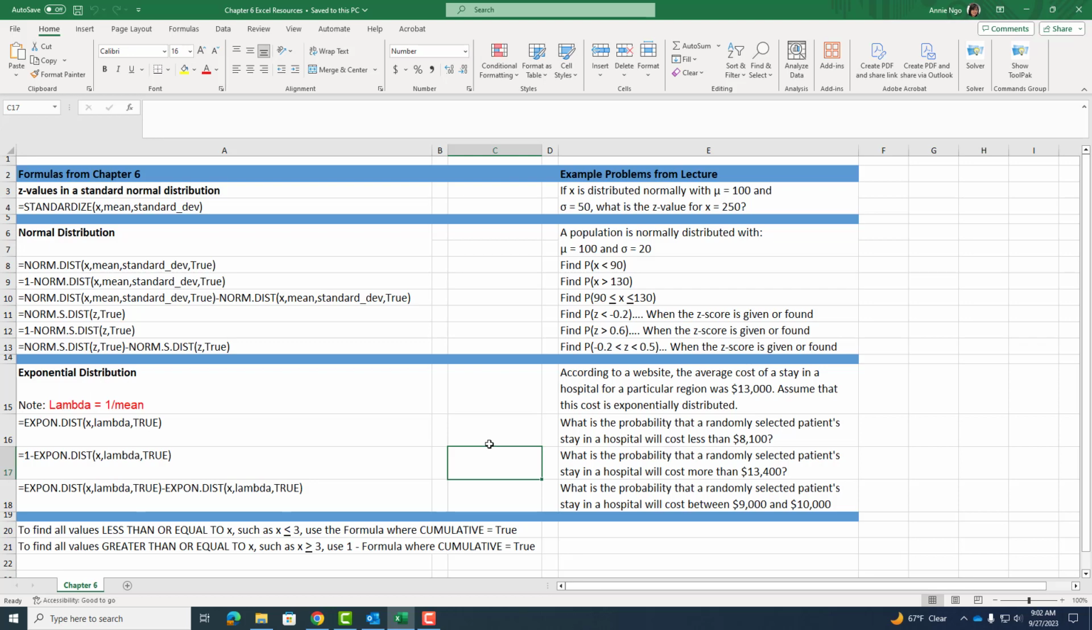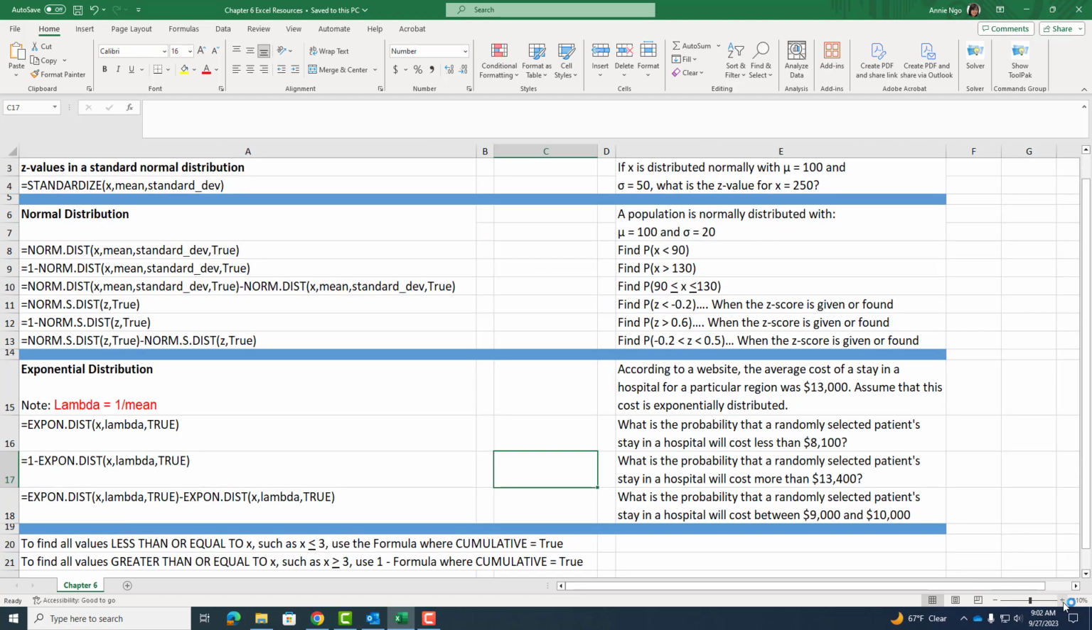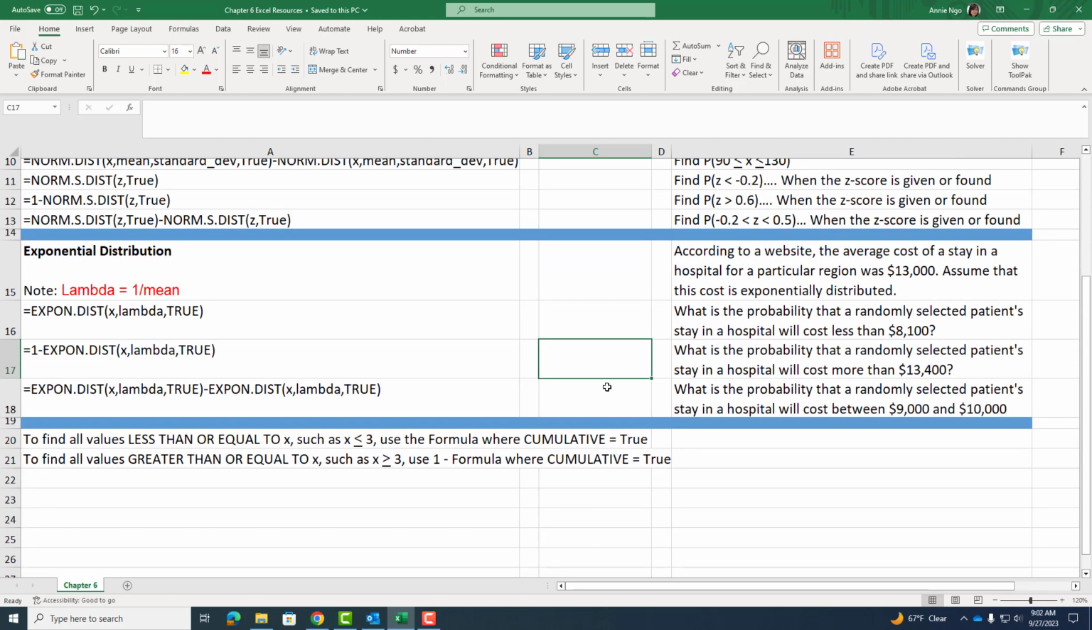In this video, I'll show you how to use Excel to find the exponential distribution. So here we are on the Chapter 6 Excel Resources file, and I'm going to be working in this section here where it says exponential distribution. Normal distribution is just above, but this video will focus on exponential. So let me go ahead and zoom in a little bit just to make it a little bit easier.